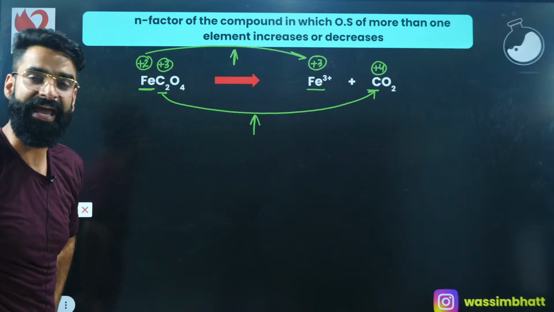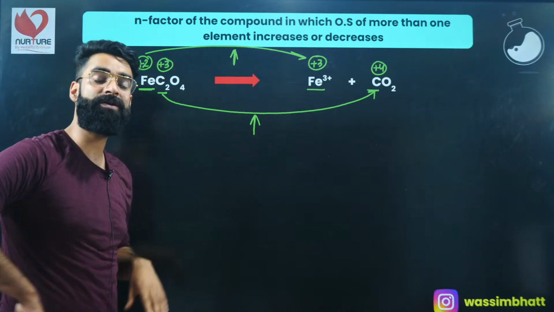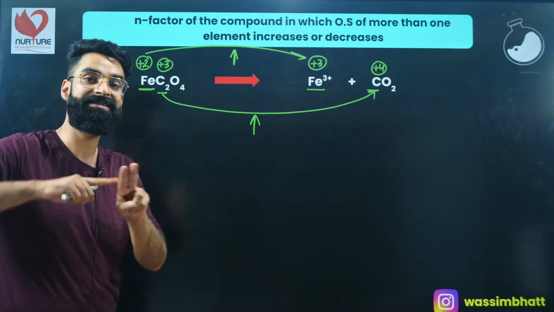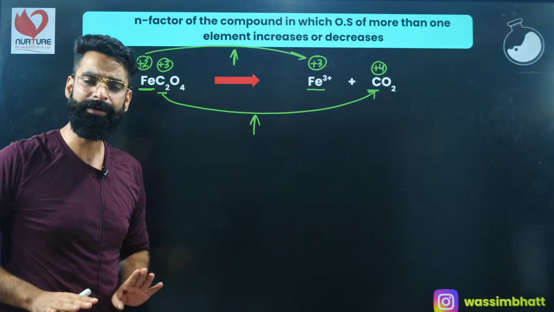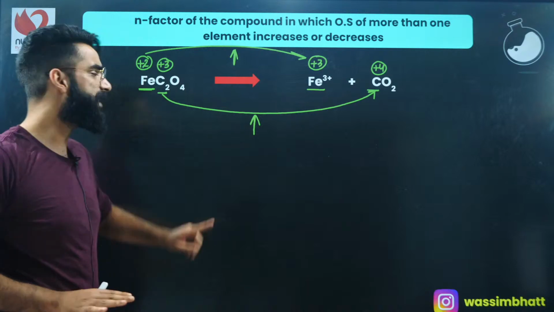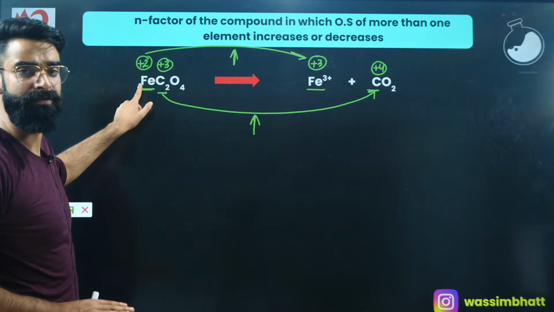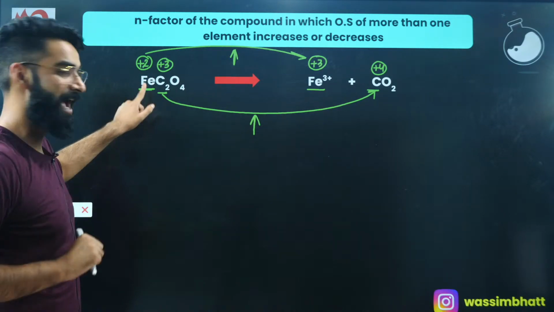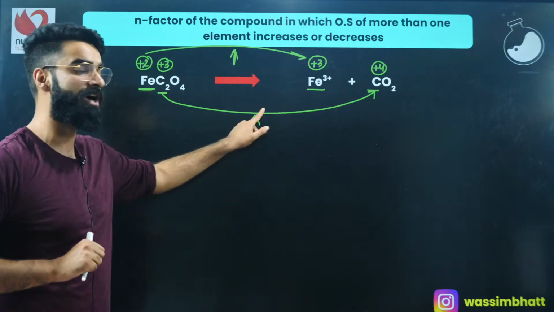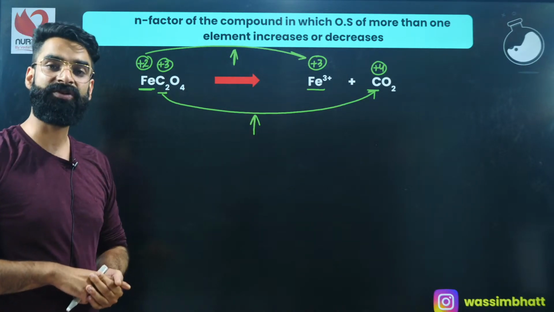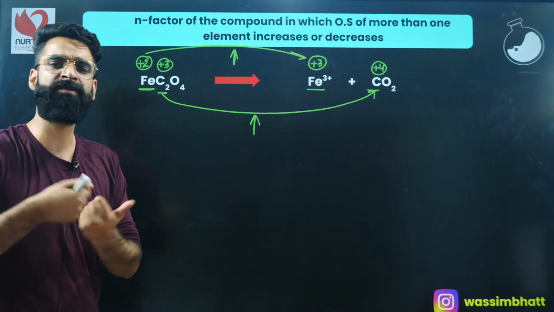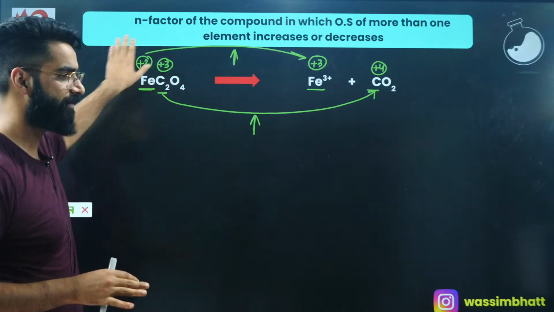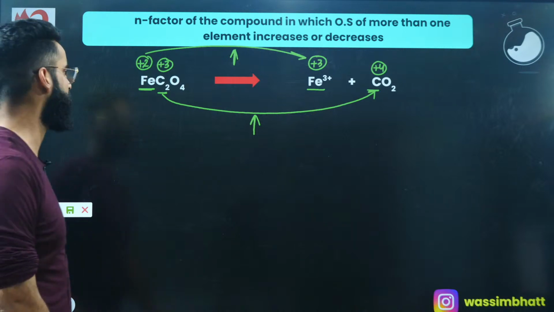How do I calculate the N factor of the substance in which oxidation state of two elements simultaneously increases or simultaneously decreases? What I'll be doing? I'll be calculating the change in the oxidation state of iron, which I'll be representing by N1. I'll be calculating the change in the oxidation state of carbon, which I'll be mentioning by N2, then I'll sum them up. I'll add them up. N1 plus N2. N1 plus N2 is going to give me the overall N factor of this species. That's all. How come? Have a look.